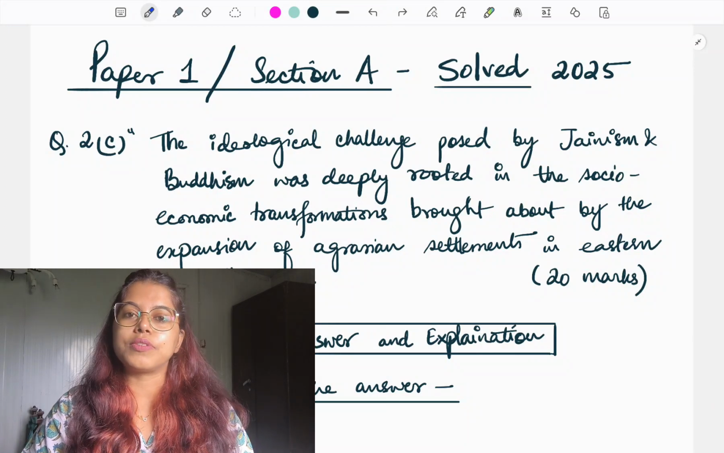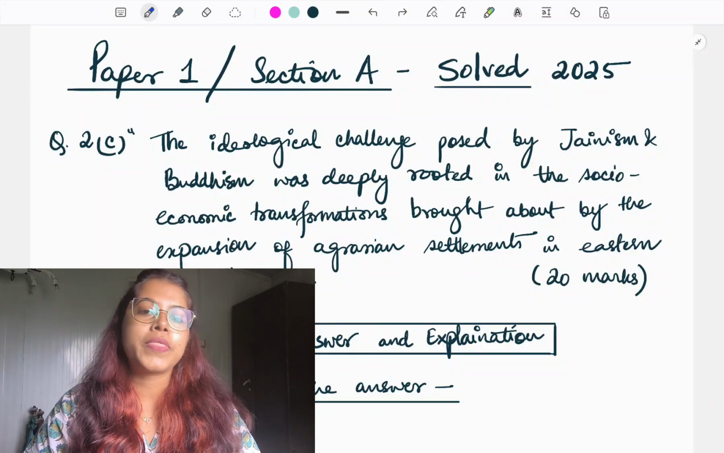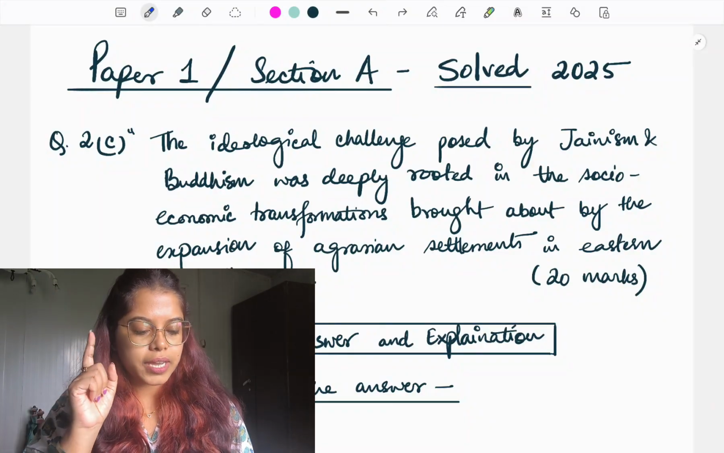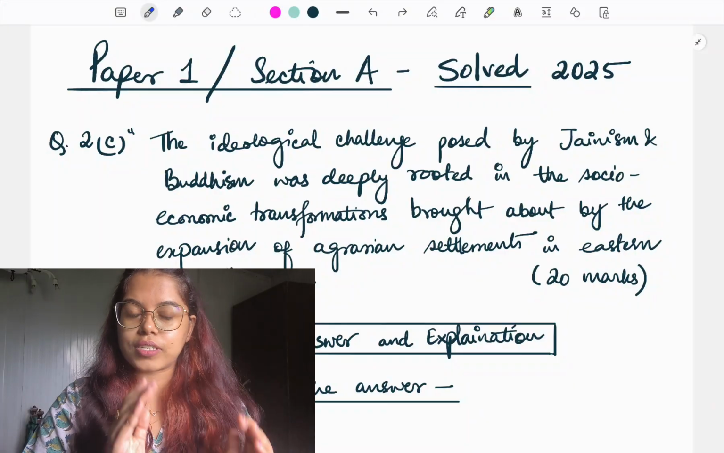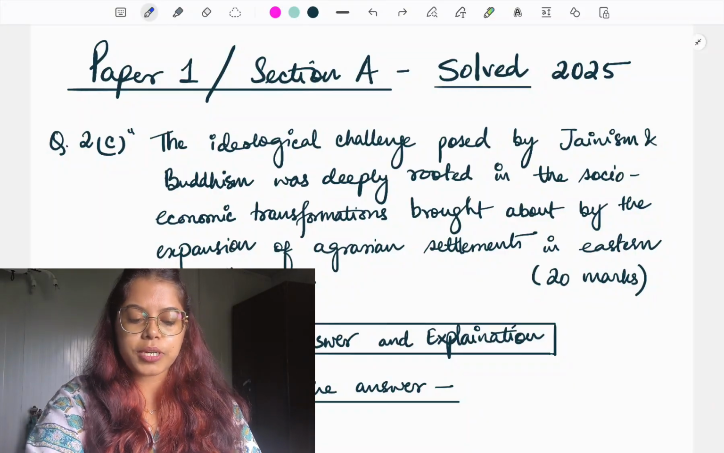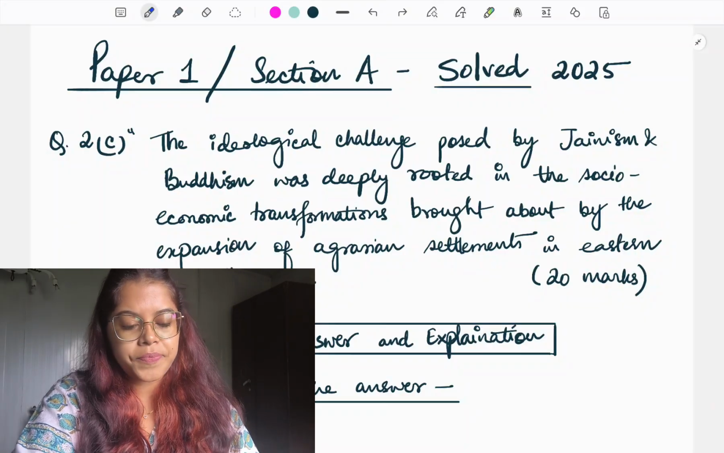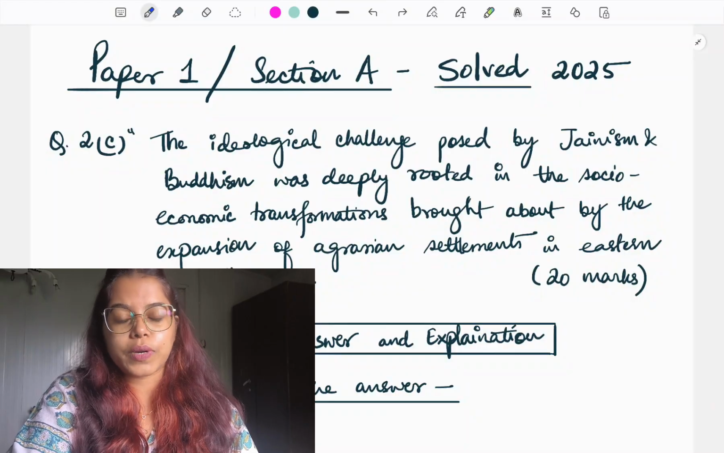You know, as the saying goes, give a man a fish, you feed him for a day. Teach a man to fish and you feed him for a lifetime, right? So I am going to take the long-term solution, right? So today's question is question number 2C of paper 1 section A 2025, right? So first let us understand the question.